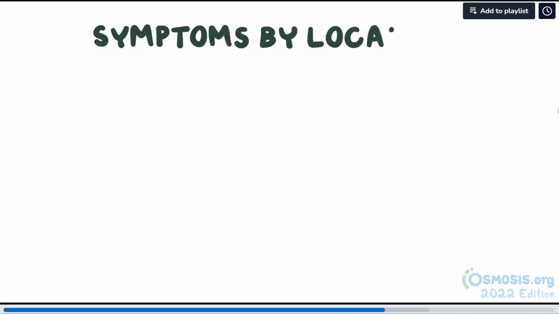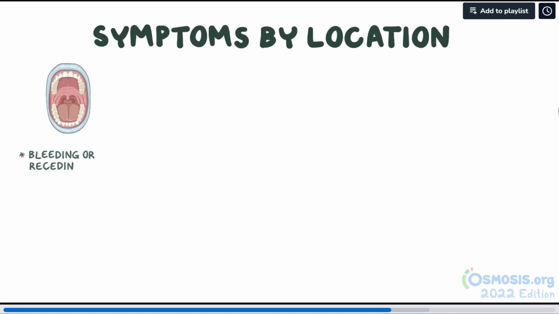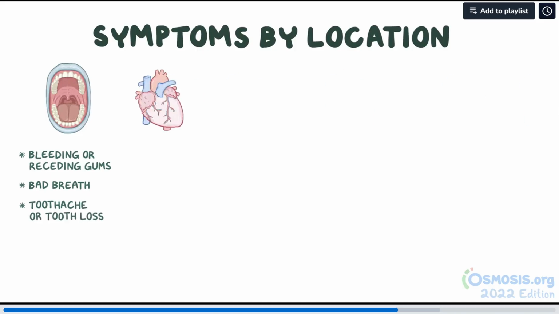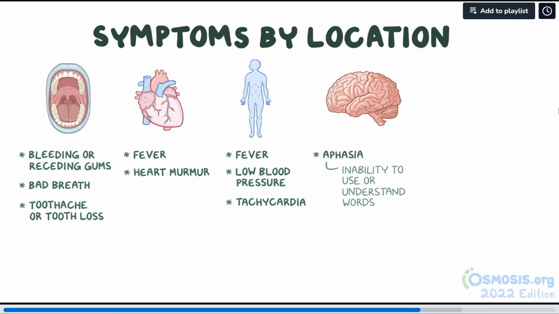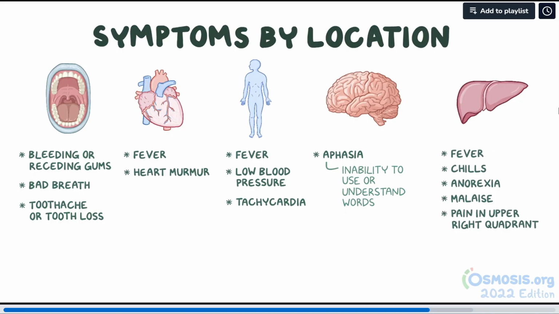Now, symptoms vary depending on the infection. If the infection is in the mouth, symptoms may include bleeding or receding gums, bad breath, toothache, or tooth loss. With bacterial endocarditis, symptoms may include fever and a heart murmur upon auscultation. With toxic shock, there may be a fever, low blood pressure, and tachycardia. Brain abscesses associate neurological symptoms, like aphasia or the inability to use or understand words. With liver abscesses, there may be fever, chills, anorexia, malaise, and pain in the upper right quadrant.